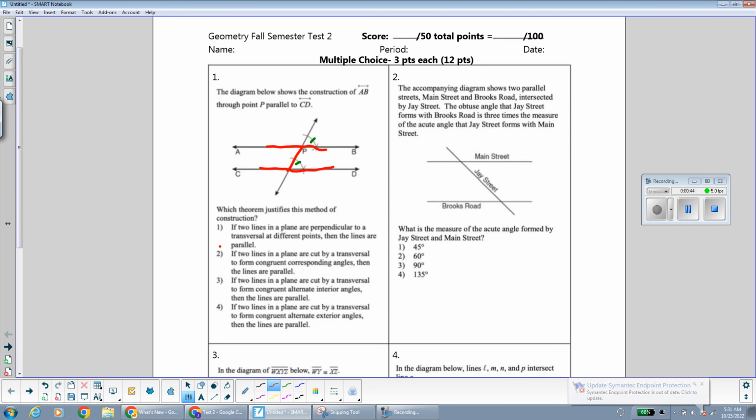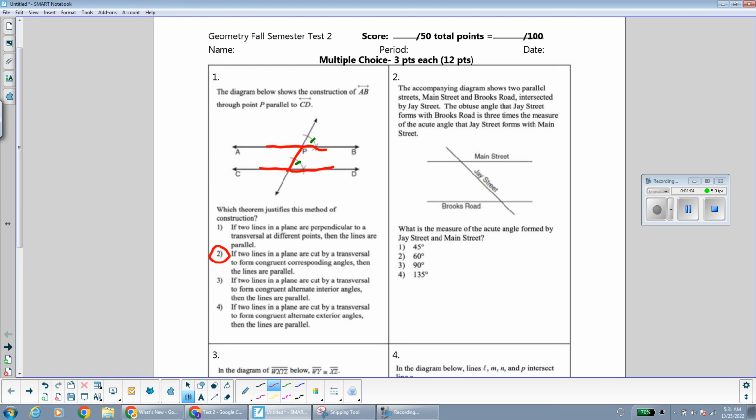So that brings us to answer choice number 2. If two lines are cut by a transversal to form congruent corresponding angles, then the lines are parallel. Definitely one way to show lines are parallel, and that's what's shown here in the construction.